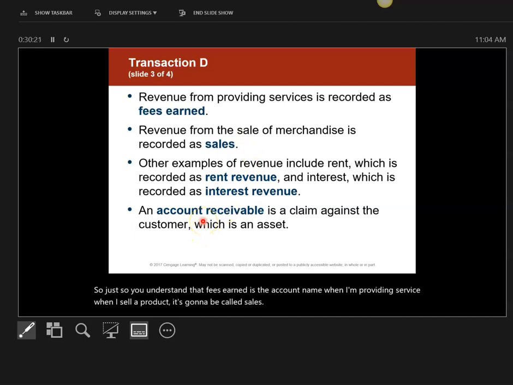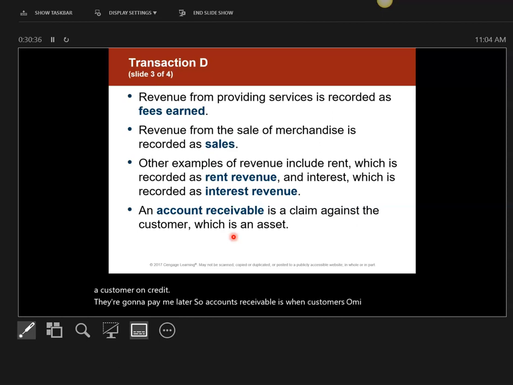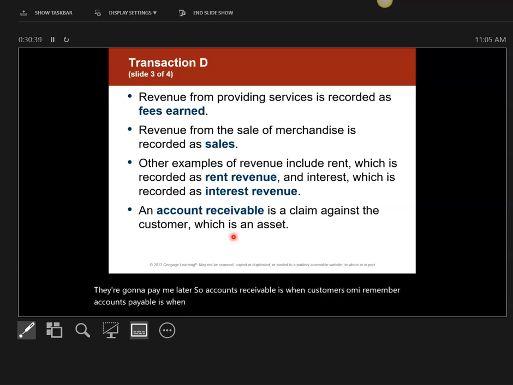Accounts receivable, let me just talk about this right now. Accounts receivable is when I sell to a customer on credit. They're going to pay me later. So accounts receivable is when customers owe me. Remember, accounts payable is when you owe somebody else.